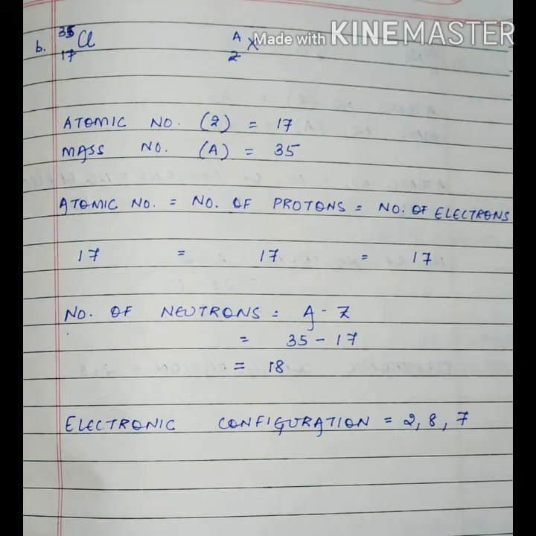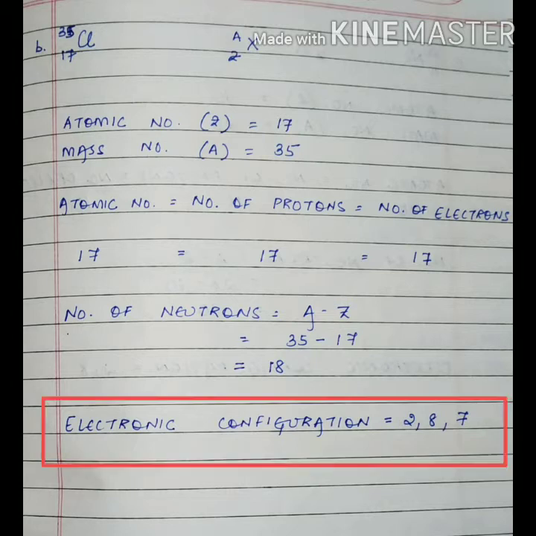Like how we calculated for magnesium, we will do similarly for chlorine. Atomic number 17, mass number 35. The atomic number, number of protons and number of electrons will be the same, so it is 17. Number of neutrons is mass number minus atomic number, which is equal to 18. Now the electronic configuration. Since there are 17 electrons, the first orbit has maximum 2 electrons, then 8 in the next orbit, and the remaining 7 in the last orbit.